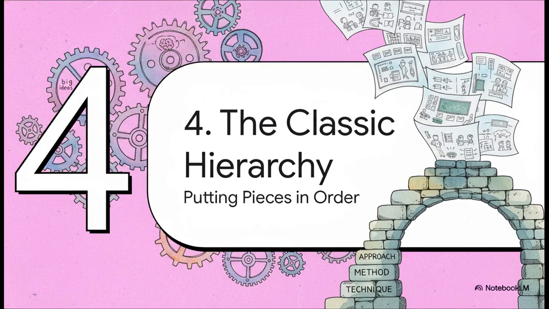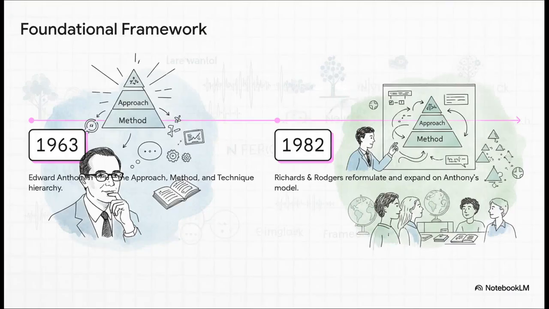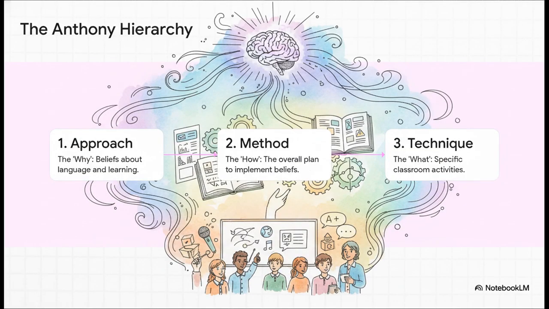So we've got these different layers, right? Big ideas, practical plans. But how do they all connect? Well, luckily for us, there's a super simple and really elegant framework that puts all these pieces in the right order. And to understand it, we've got to go back to 1963. A linguist named Edward Anthony came up with this brilliant 3-level hierarchy, and it's pretty much become the foundation for how we've thought about language teaching ever since. And here it is. It's so simple. At the very top, you have the approach. That's your why. Your why then informs your method. That's your how. And finally, down at the ground level, you have the technique. That's the what, the stuff you actually do.